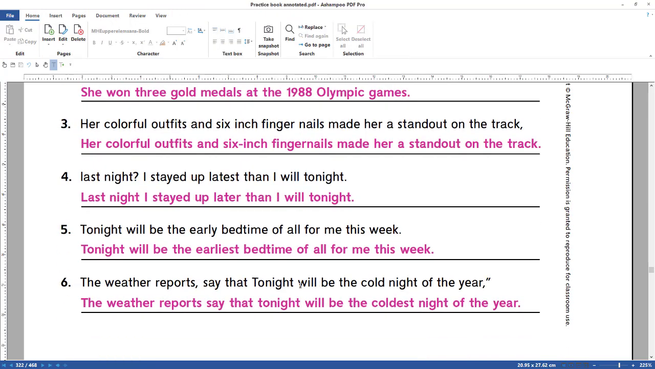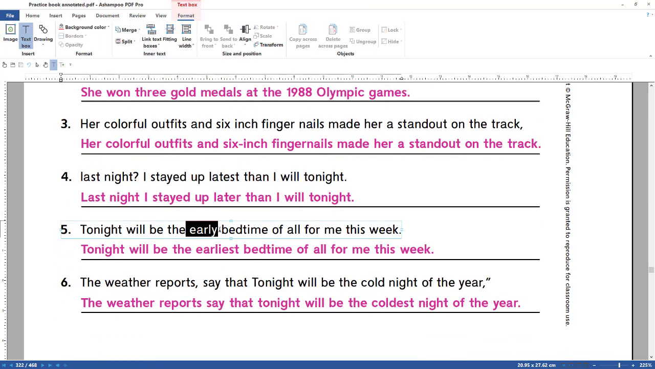Okay. Early, here in number 5. As you know the rule, letter Y, so we will remove it and add IEST. Okay, a student will ask me, Mister, why didn't we add IER, for example, to be earlier? No, guys, I said we will add only ER when we see than, when we have the tool than. Here, no than, that's why it should be IEST as a superlative adjective. The earliest bedtime of all for me this week.